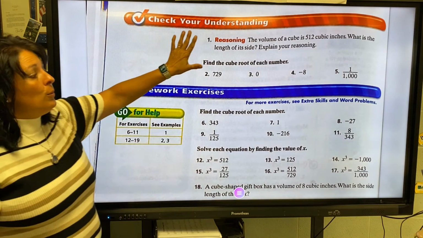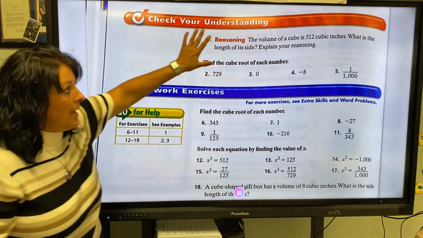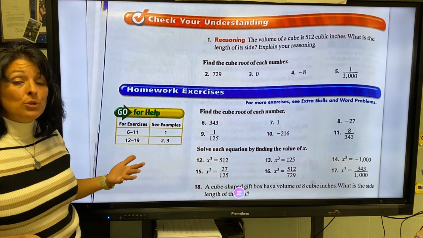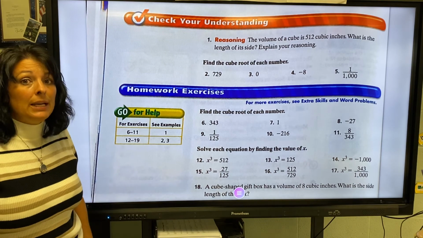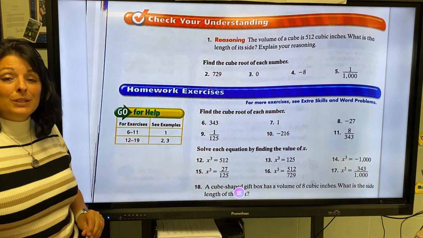On this slide, we're just reviewing the skills we talked about today. Go ahead and check Google Classroom to find out what your actual assignment is, and hopefully we'll touch base soon.